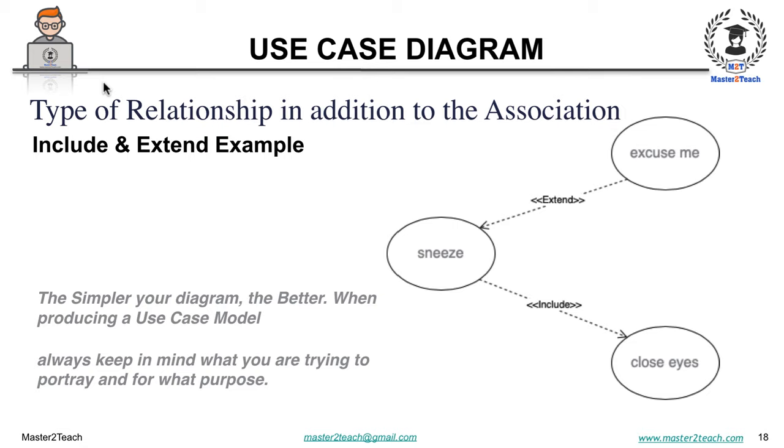Note that include happens every time, extend happens just sometimes, and don't forget that the arrow points in the opposite direction. Also, multiple base use cases can point to the same included or extended use case. Avoid premature use, overuse, and misuse of include and extend relationships. The simpler your diagram, the better. When producing a use case model, always keep in mind what you are trying to portray and for what purpose.